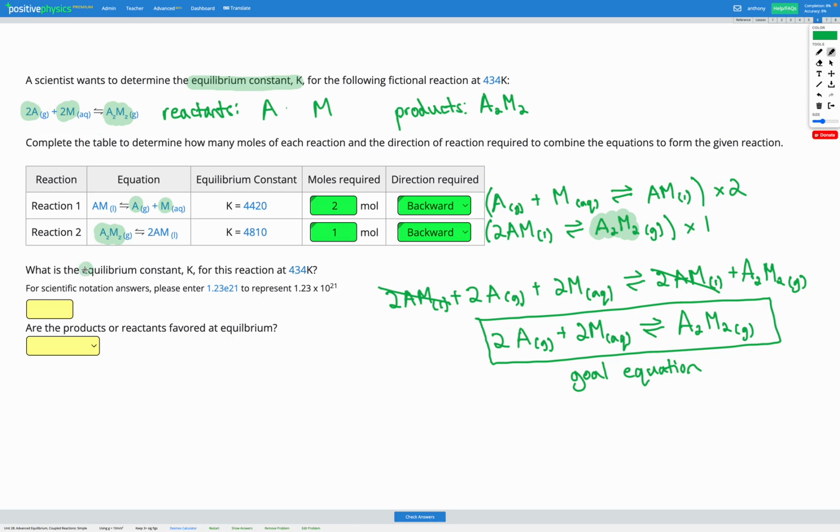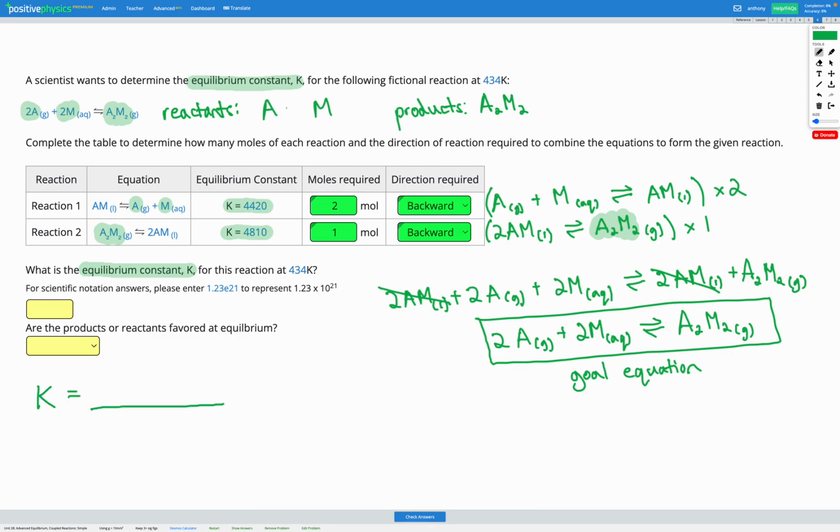Next, we need to calculate the equilibrium constant K for this reaction at 434 Kelvin. So we know we've got 2 moles of reaction 1 backwards, and we know the equilibrium constant of reaction 1 is 4,420. We also know we need 1 mole of reaction 2 backwards, and reaction 2 has an equilibrium constant of 4,810. So now we need to combine those equilibrium constants together to get our overall equilibrium constant for the goal reaction. So the way we're going to do that is to have a fraction.